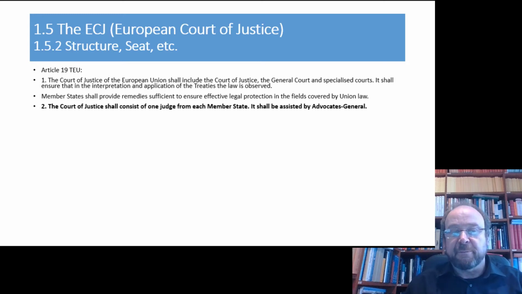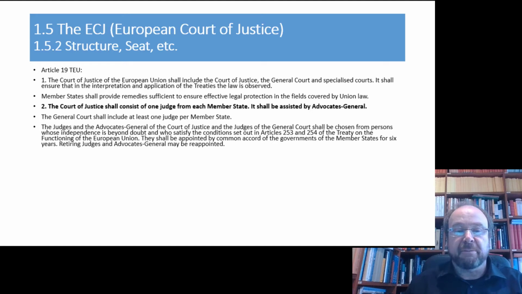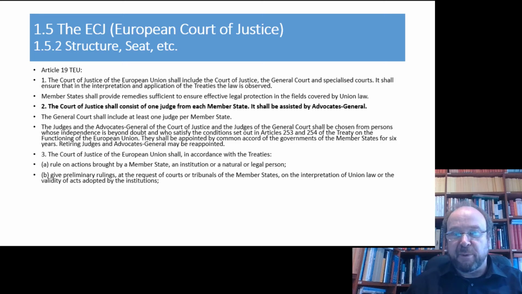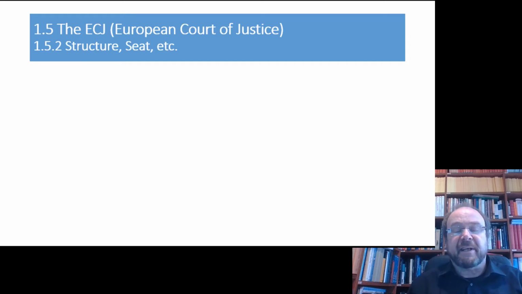And the Court of Justice shall consist of one judge per member state, and it shall be assisted by advocates general. And then the General Court shall also at least have one judge per member state. There are more people there. And the judges and the advocates general shall be chosen from persons whose independence is beyond doubt and who satisfy the conditions set out in some articles, and so on, and they shall be appointed by common accord of the governments of the member states, and so on. And then they say the Court of Justice shall rule on actions brought by a member state, give preliminary rulings. We will later concentrate on what that is and why it's important, and rule in other cases provided for in the treaties. So that's roughly an overview about what the European Court of Justice has to do. The details are then laid out in the articles of the Treaty on the Functioning of the European Union.